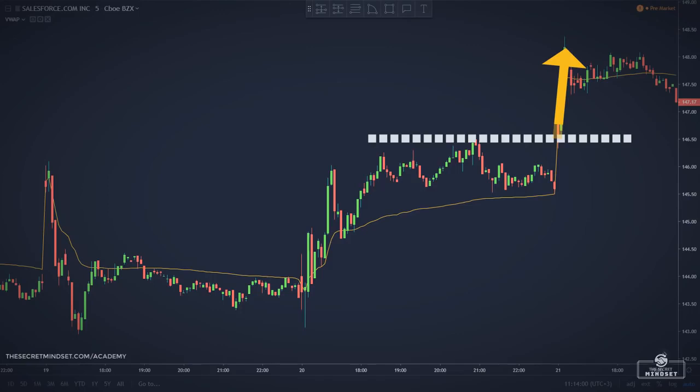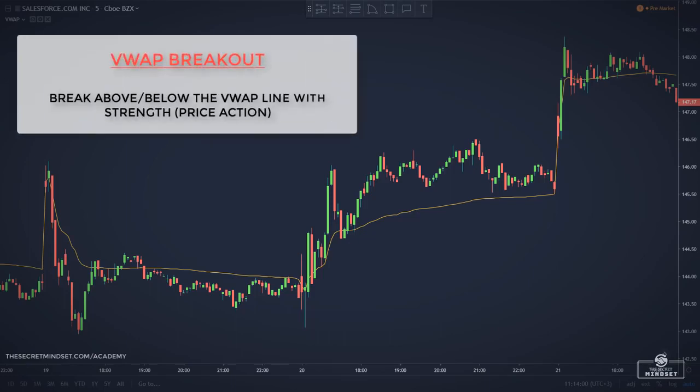This can signal that traders are excited about this move and the stock may go on an extended price run. But we are not looking for a breakout to new highs, but a break above the VWAP itself with strength.